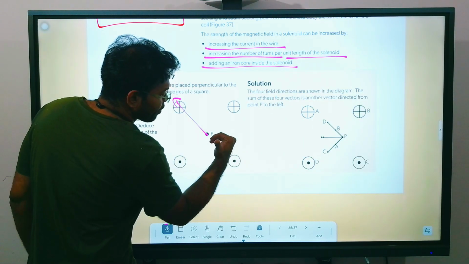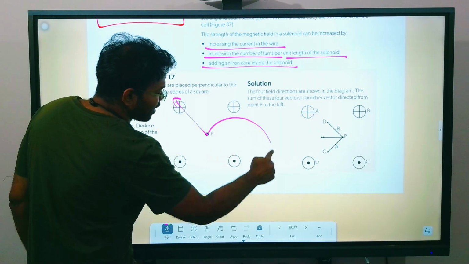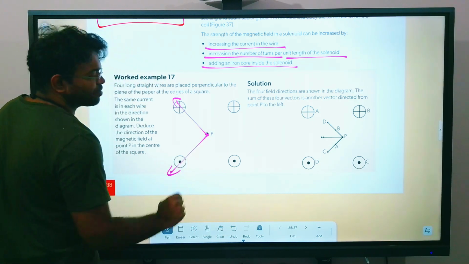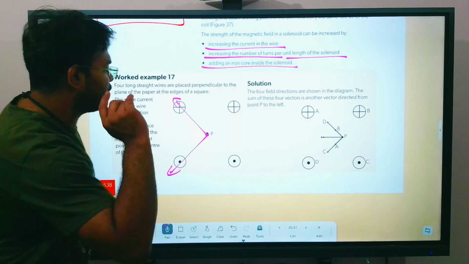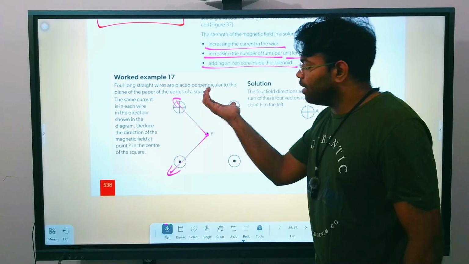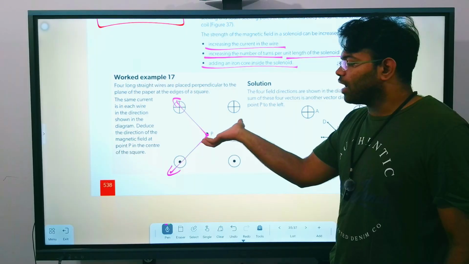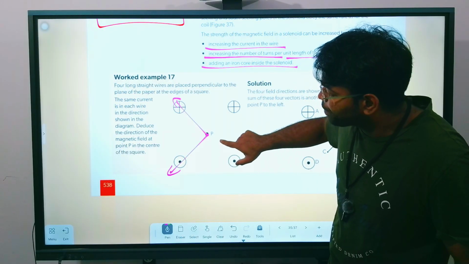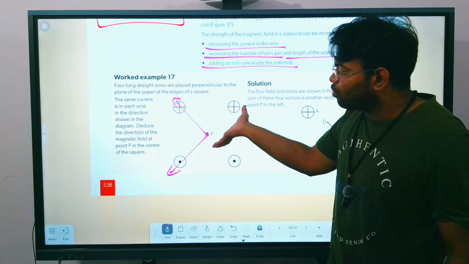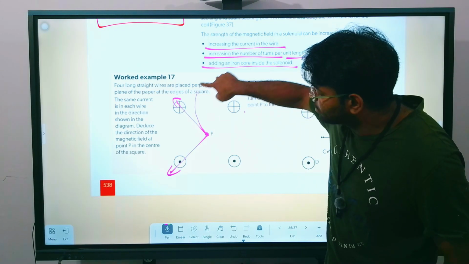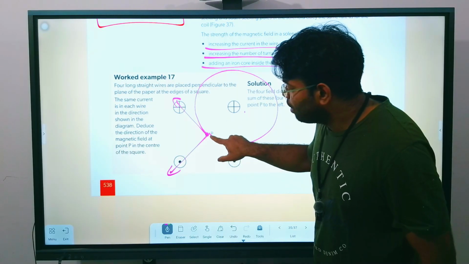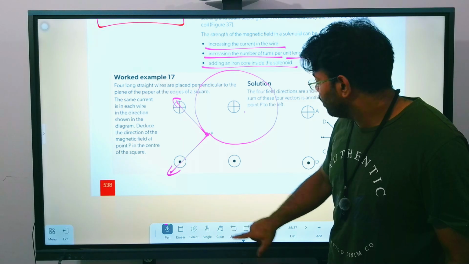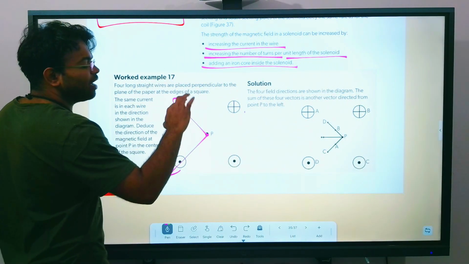Look at this. Just draw an imaginary circle like this and make a tangent. So it will go in this direction. Understood? Next, here the current is going inside. Therefore, the magnetic field will be in which direction? Again, the current is going inside, so the magnetic field will create a circle like this, and the tangent will be here, right? And here, look at this. Again, current going inside.